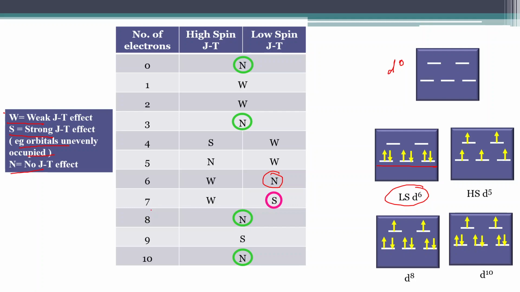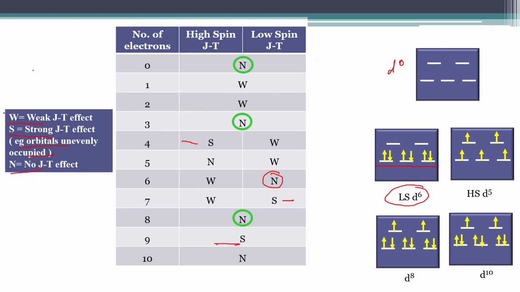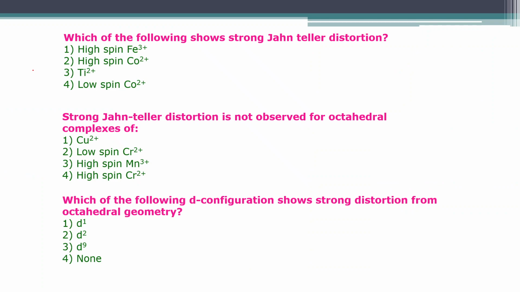And in the case of strong Jahn-Teller, low spin D7 is showing strong Jahn-Teller. D9 configuration is showing strong Jahn-Teller, and also high spin D4. Remember that in these cases, the EG orbital is unevenly or unsymmetrically occupied. So this is how strong Jahn-Teller and weak Jahn-Teller can be found out. And these are some of the questions associated with it.